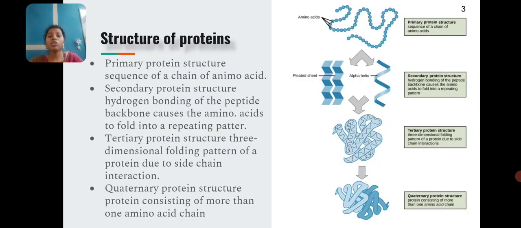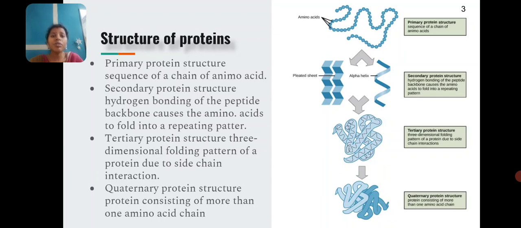Coming to the structure of proteins, there are 4 types: 1. Primary protein structure, 2. Secondary protein structure, 3. Tertiary protein structure, 4. Quaternary protein structure. Let us discuss one by one. The primary protein structure is a sequence of a chain of amino acids joined together by peptide bonds. Here, peptide bonds are mainly responsible for maintaining the primary protein structure.